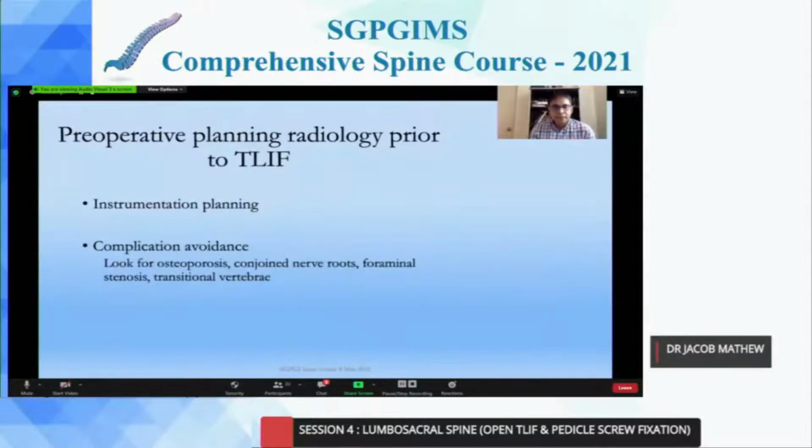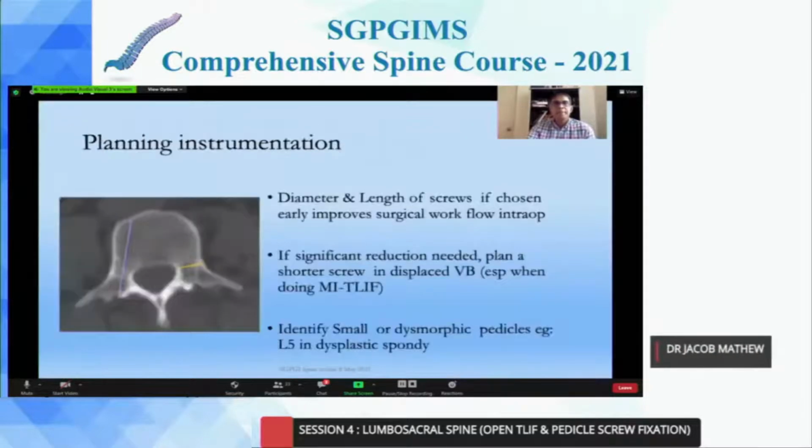So the next part of it would be, once you decide on fusion, what is the preoperative planning on radiology. One would be planning the instrumentation. Second would be to avoid complications, so therefore to look for osteoporosis, conjoined nerve roots, foraminal stenosis, and transitional vertebrae. I'll deal with it one by one.